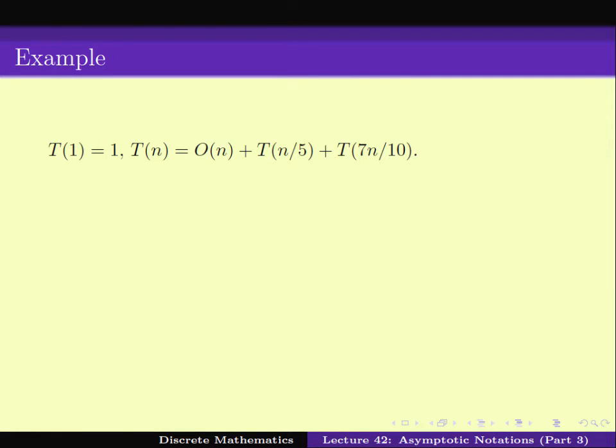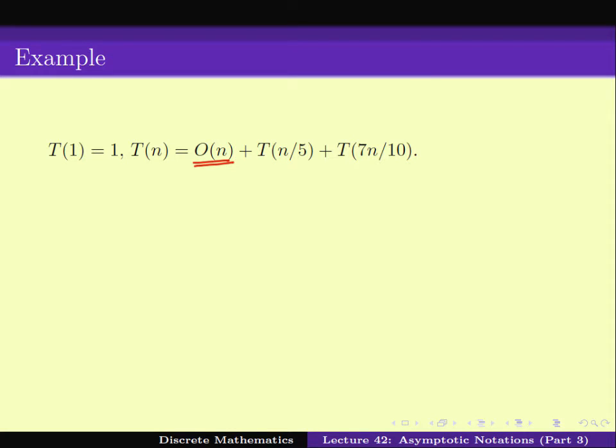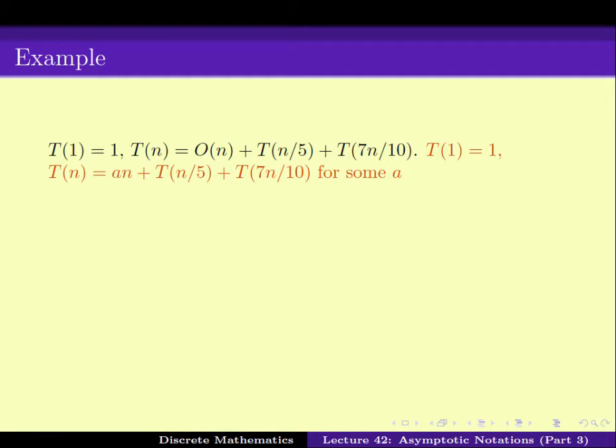Okay. So here is one more example. If Tn equals order n plus Tn over 5 plus T7n over 10. Now what do I mean by this statement? When I have something like an order n in the expression, what it means is that there exists some a for which Tn equals a times n plus Tn over 5 plus T7n over 10.